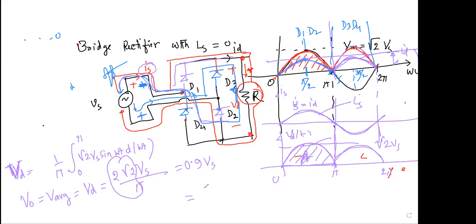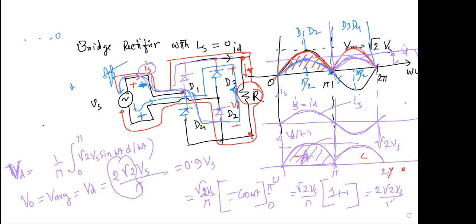Let us do that. 1 by pi, then root 2 Vs minus cosine of omega t, from pi to 0, right? Root 2 Vs by pi. Then if you substitute pi here, this is 1, and minus minus is plus 1. This is 2 root 2 Vs by pi. You got it or not? Yes sir.